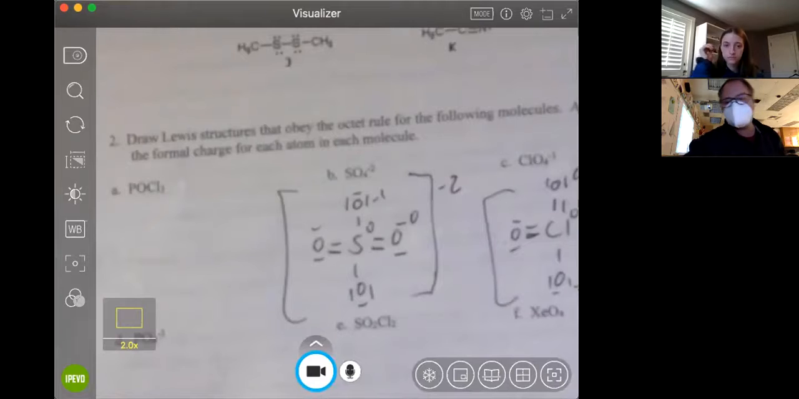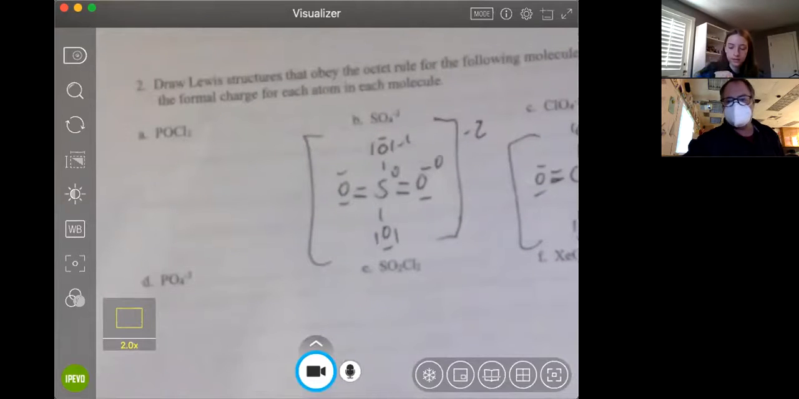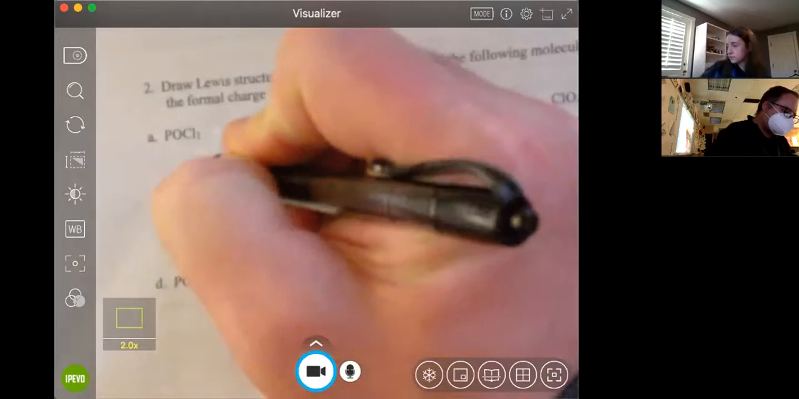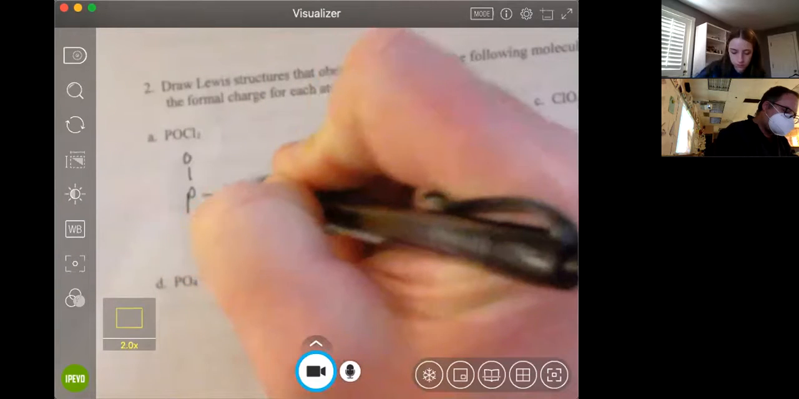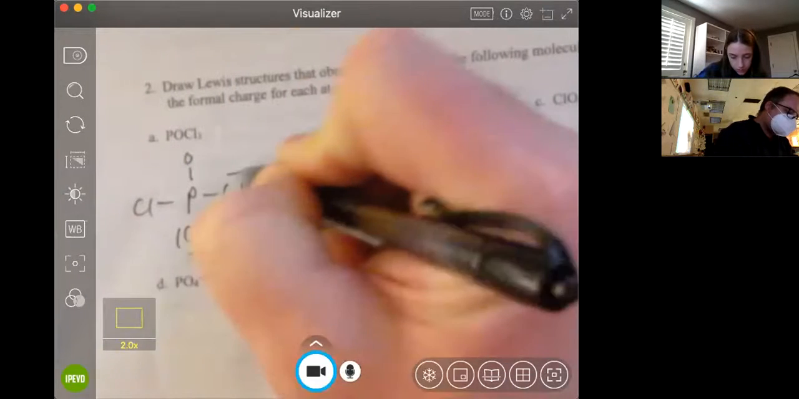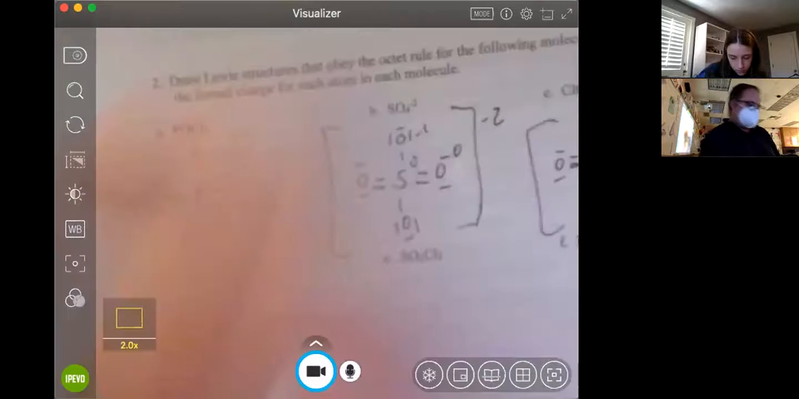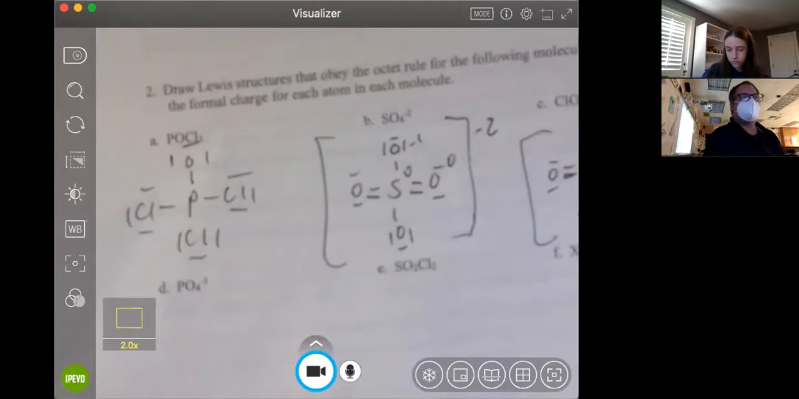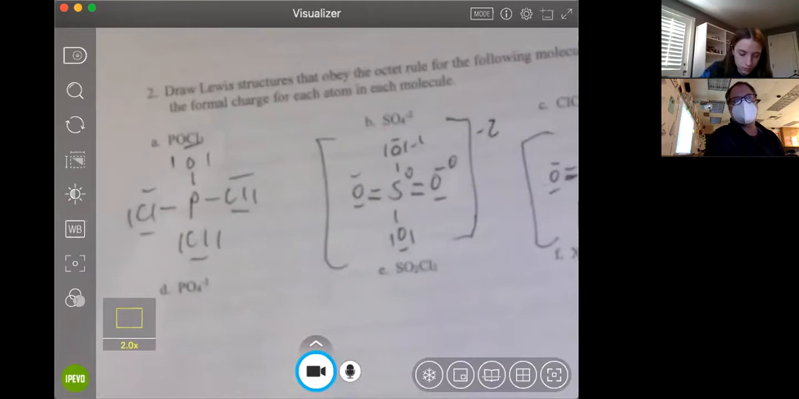Shall we do one more? Let's do this one. P, O, 1, 2, 3. Normal world would say we would have this. What's the problem? P has what? The formal charge of +1. Formal charge of +1. Is there any way we can make it 0?